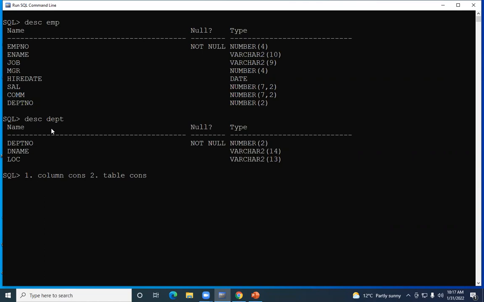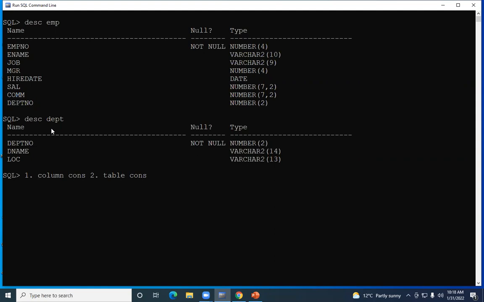Kindly listen very carefully and note it down. If you put any constraint or condition on a single column of a table, then it is known as a column constraint. And if you put that condition on multiple columns, then that would be known as a table constraint. This distinction should be clear to you, right?